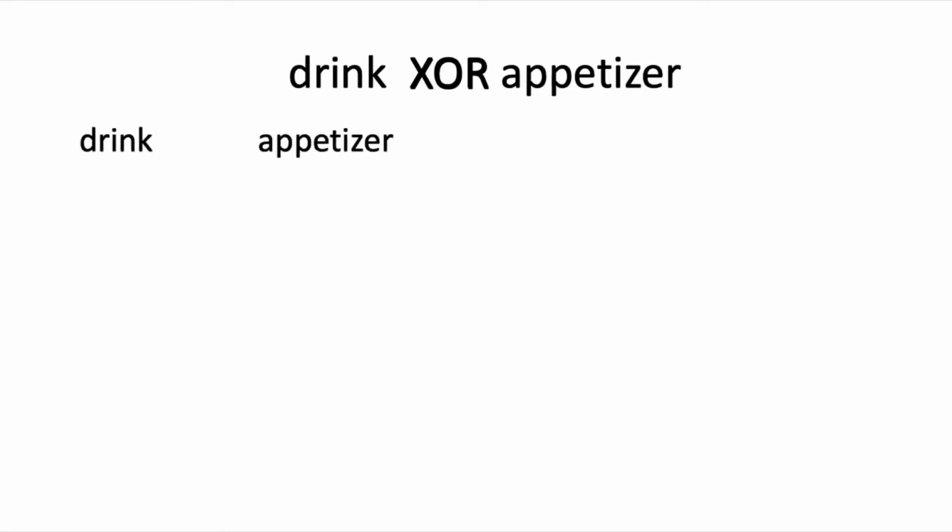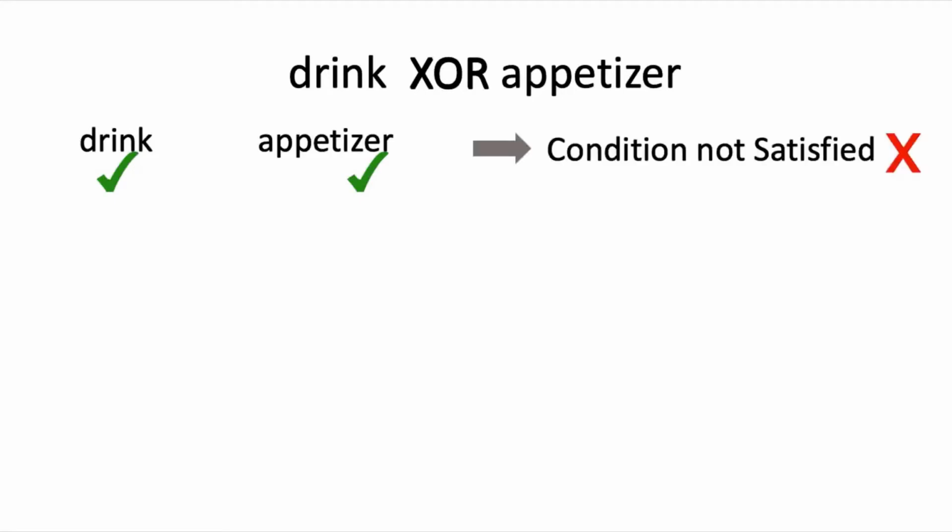Now let's talk about XOR. Imagine you have a very conscientious host that doesn't want anyone to feel that they brought more than anyone else, and so this host wants you to bring either a drink or an appetizer, but not both. So now this host is presenting an XOR requirement. They've said to bring a drink, XOR, appetizer. So what this means is if you bring a drink and an appetizer, you've violated their condition because they said to bring a drink, XOR, appetizer, which means not both. So the condition is not satisfied.